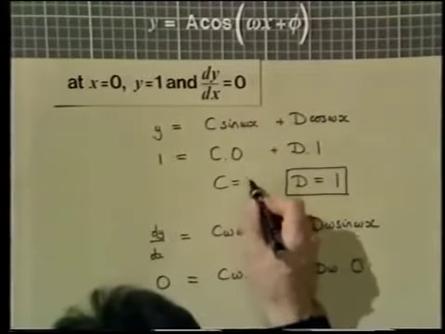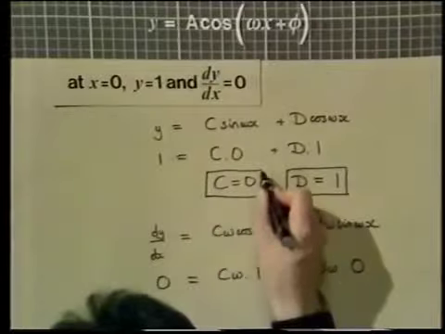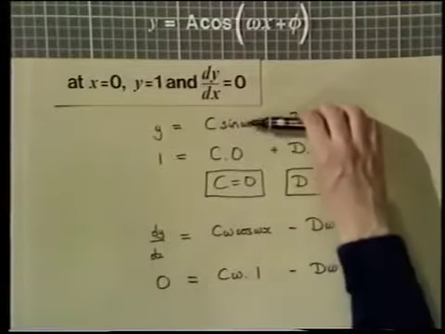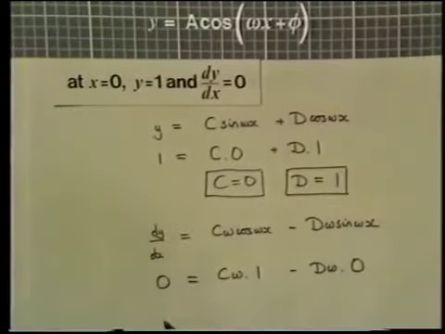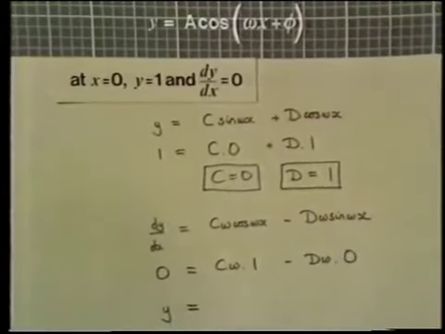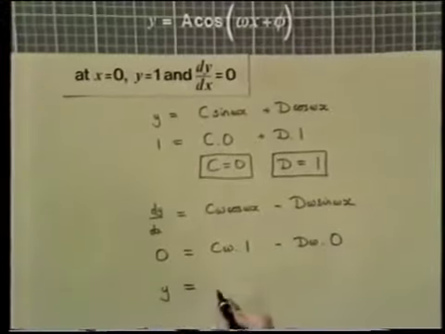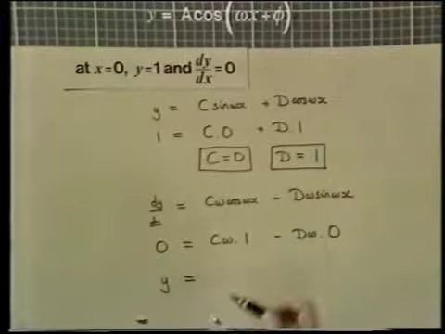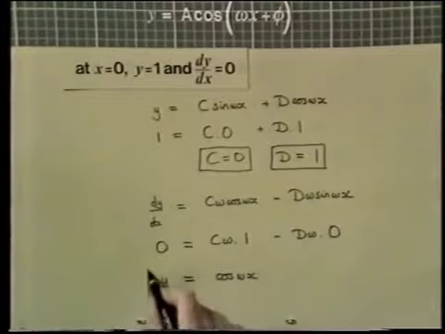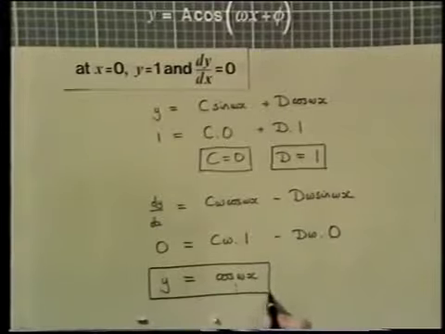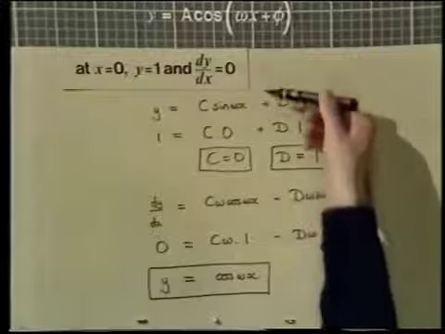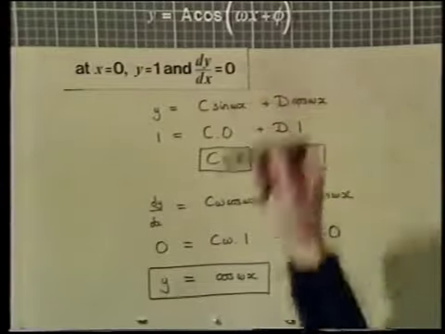So I found the other arbitrary constant. C is 0. And I can put that into the general solution here to find out what y is. y must just be 0 times sine omega x plus 1 times cos omega x. So it's just cos omega x. Now that's the solution that satisfies the original differential equation and these two conditions.